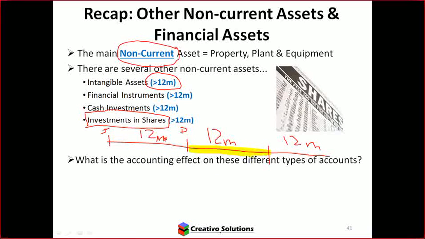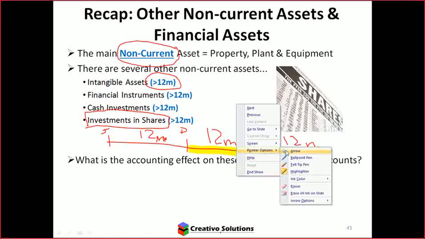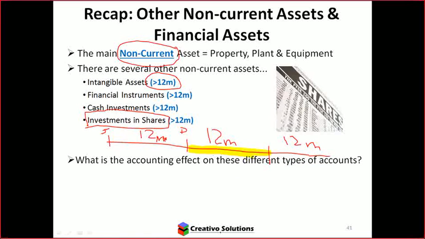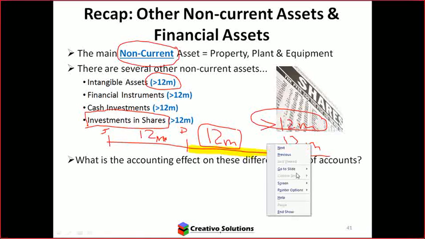Do you agree? Yes. Okay, so is last year important for this year? No, last year isn't important for this year. So if I'm focusing on this year, I'm going to have to disclose everything for that current financial year. But if it's greater than 12 months, it's long term. If it's less than 12 months, it's short term.